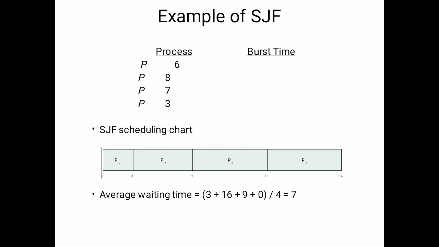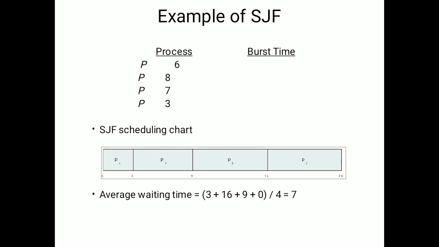Now in the previous lecture we have seen the FCFS algorithm. In that algorithm we have seen the Gantt chart. Here also you have to draw the Gantt chart. In FCFS, first come first serve, the process which comes first will be served first. In the same way, here the process which has the shortest burst time will be selected first.